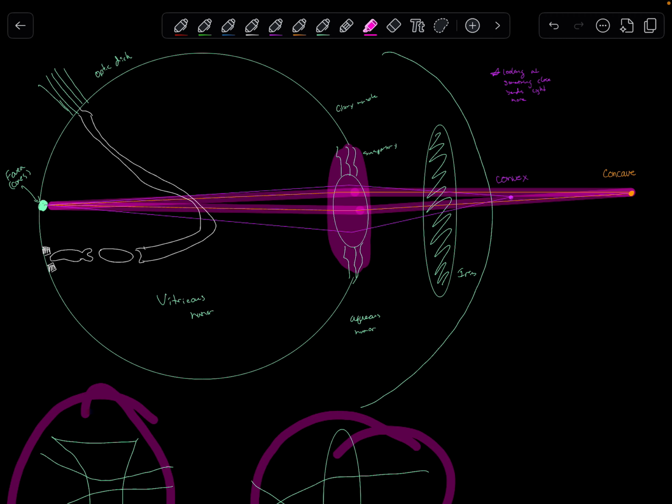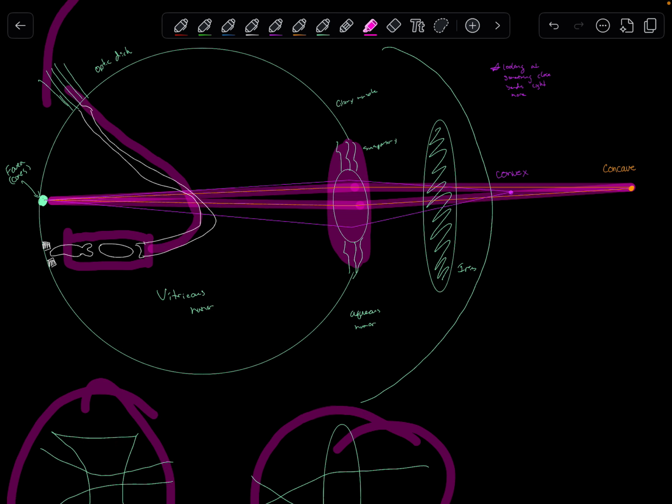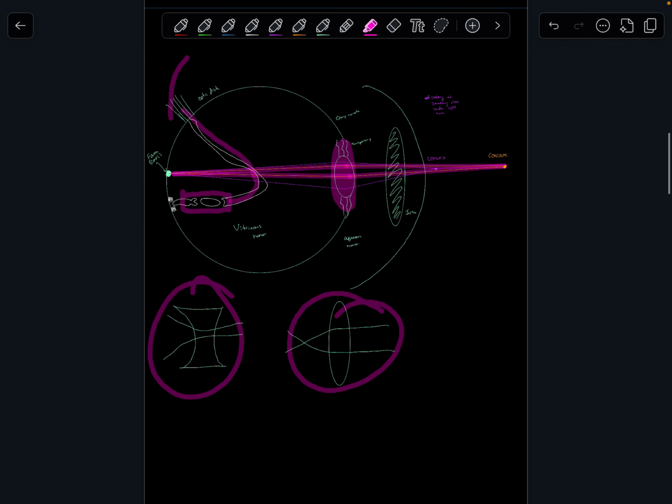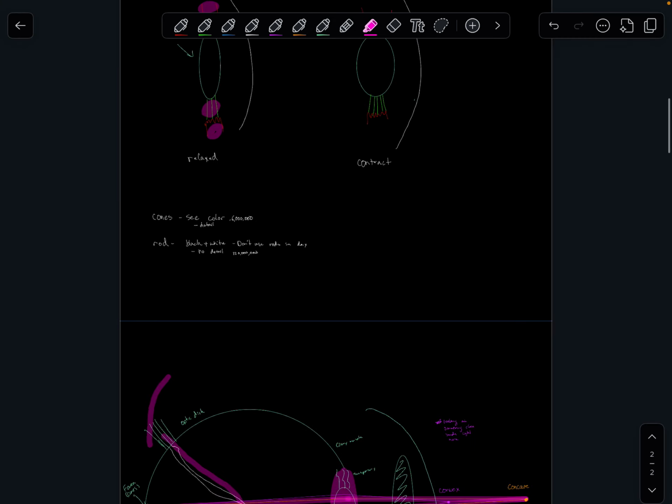Let's see here. Basically, I guess we can talk a little bit about the anatomy. Light's going to come in. We'll talk about this right here in a second, but basically that's what allows us to have an action potential, which then goes to the optic disc and then goes to the brain and helps us figure out sight.